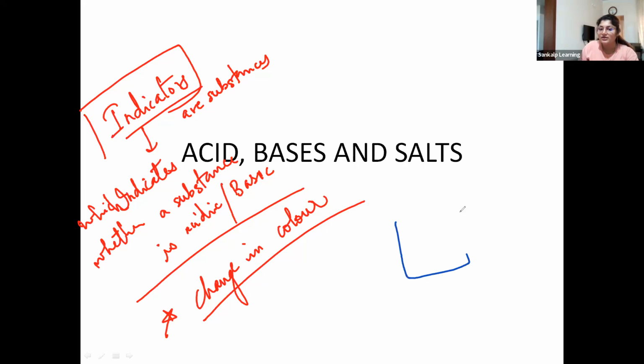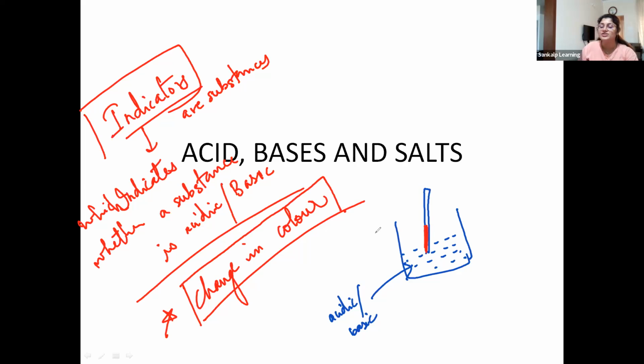Suppose you have taken a solution and you don't know what solution it is. This indicator is to be added to the substance, whether it is acidic or basic, you don't know. After adding the indicator, it will change the color. Suppose it is blue in color, it changes to red. So the indicator indicates by change in color.